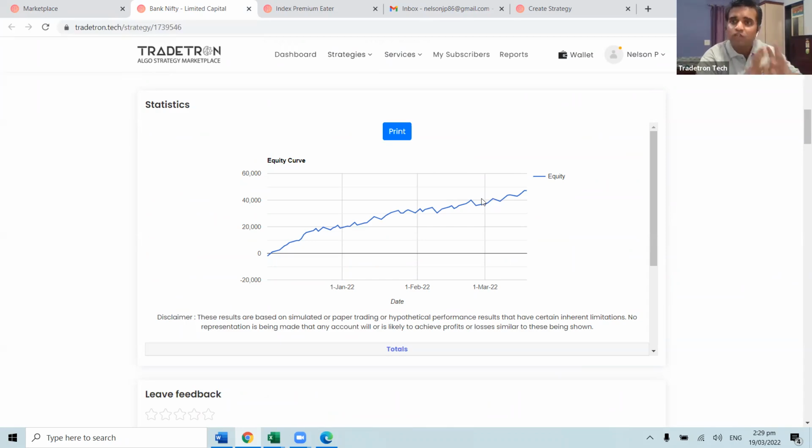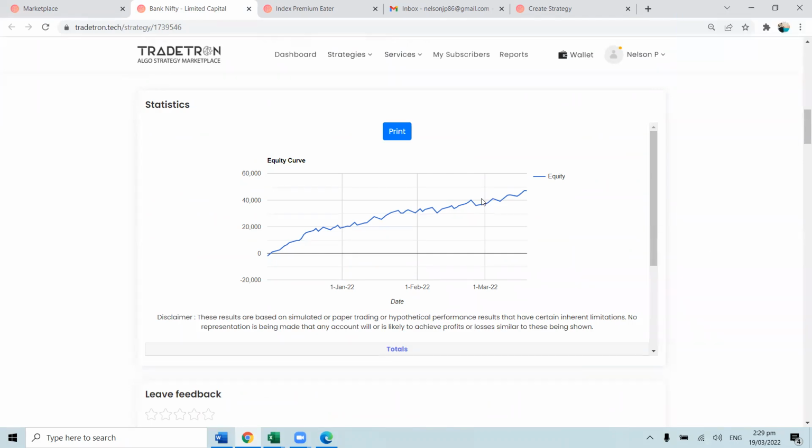Okay, but those are two different things. This is basically live deployment, and what you are saying, backtest, is also a separate report. Once you get that backtest report, you can include it in your strategy description also. Many people do that as well.